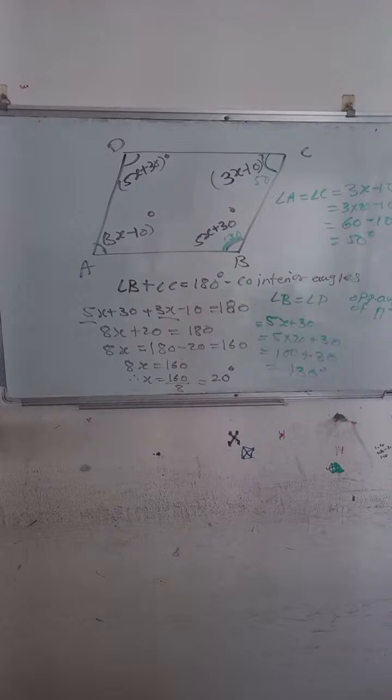Write down next question. Adjacent angles of the parallelogram are in the ratio 2:7.